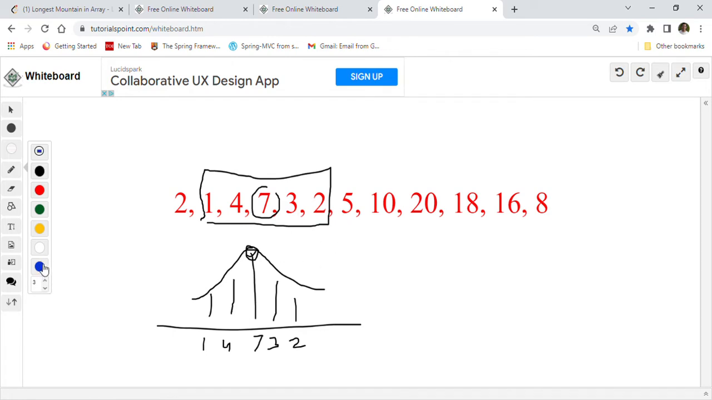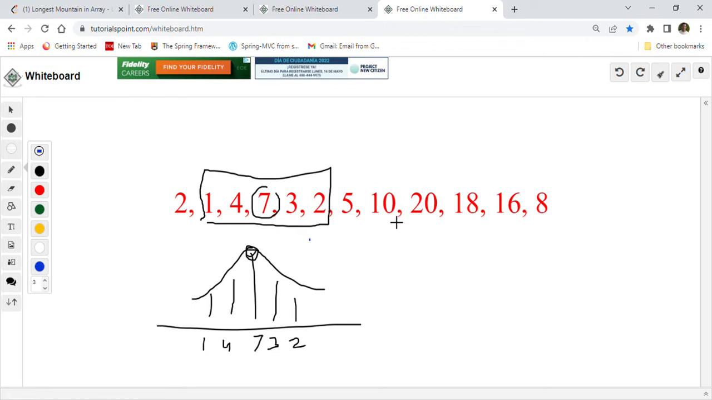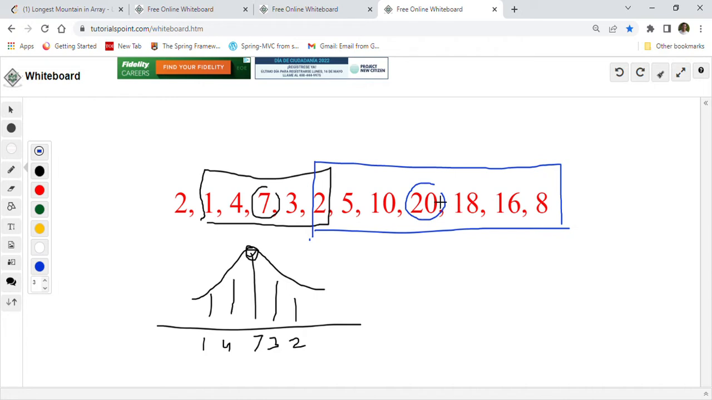Is there any other mountain array in this? Yes, there is another mountain array also here. So let me show you that. This one is another mountain array, you will see. It will go from 1 2 3 4 5 6, and another mountain array will start at this point. This is another mountain array. As you can see, this is 2 5 10 20. So 20 is the peak, and then it will decrease: 18 16 and 8. So this is also another mountain array.